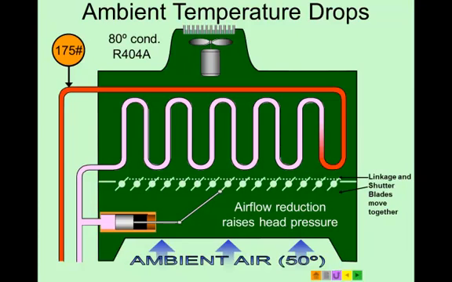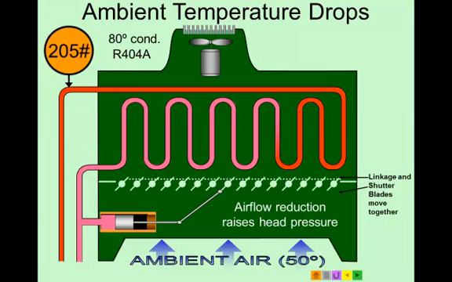Now, once we get an airflow reduction, that's going to raise the head pressure back up, and you'll notice the flow through the condenser now is back to normal. And it's going to come back up to 205 pounds at a 90-degree condensing temperature. When I say normal, it's never going to get back up to what it would be on the 95-degree day, but we certainly are keeping the head pressure up at 205 pounds.